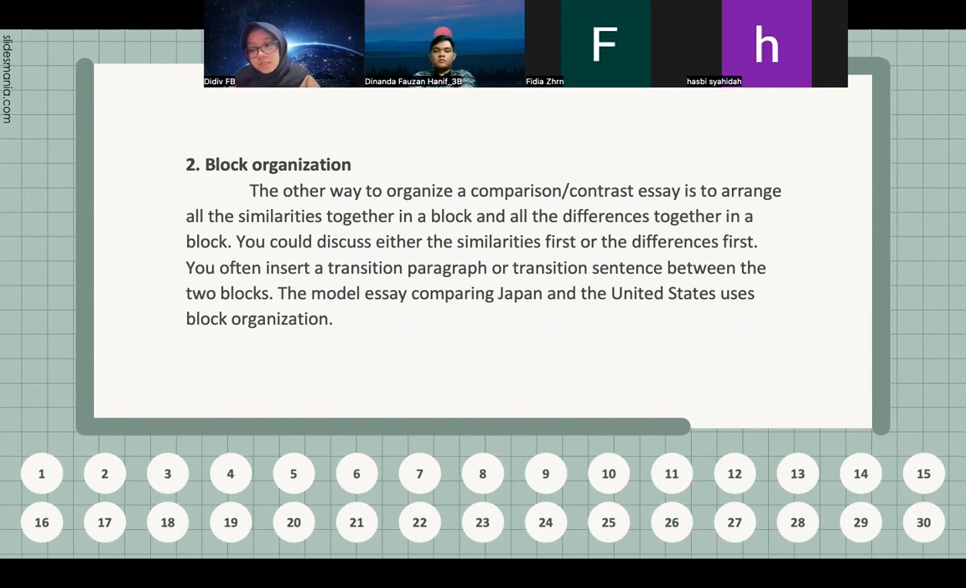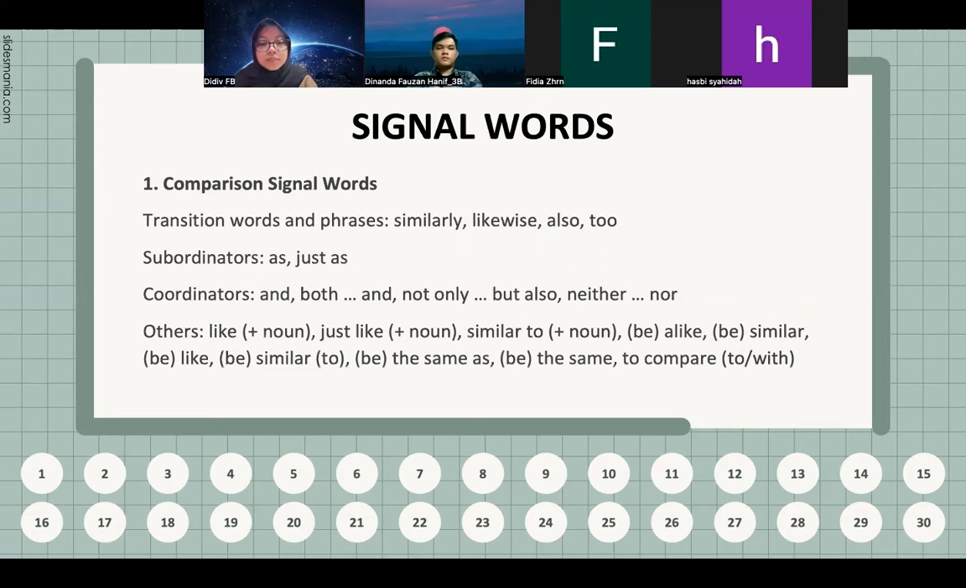And the second one is block organization. The other way to organize a comparison or contrast essay is to arrange all the similarities together in a block and all the differences together in a block. You could discuss either similarities first or differences first. You often insert a transition paragraph or transition sentence between the two blocks, and the model comparing Japan and the United States uses block organization. Okay, that's all from me.